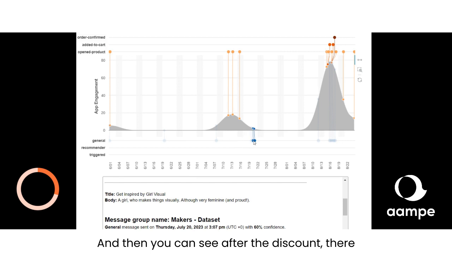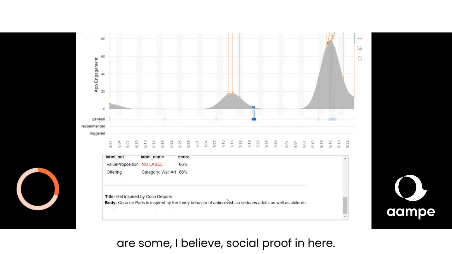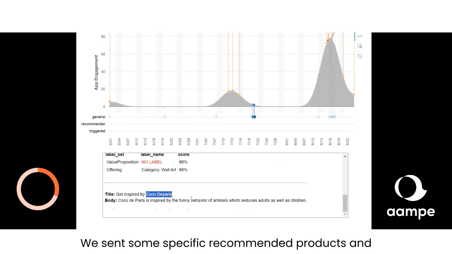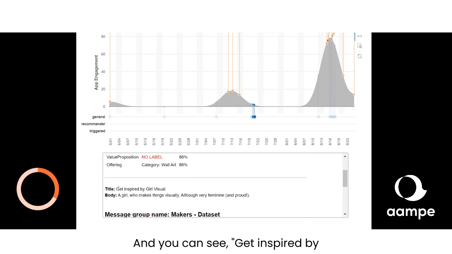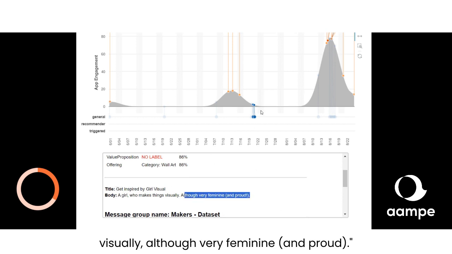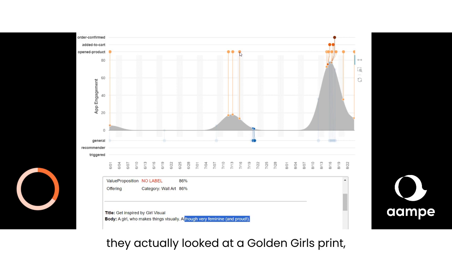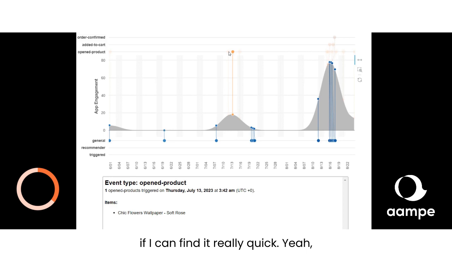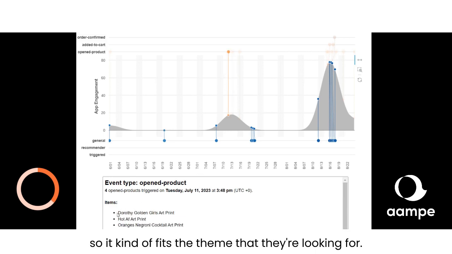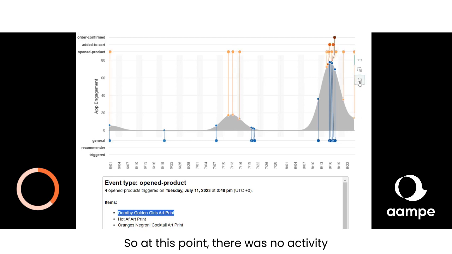And then you can see after the discount, there's some, I believe, social proof in here. We sent some specific recommended products and collections based on their activity and interest. And you can see "get inspired by" a girl who makes things visually, although very feminine and proud. Why I think this was cool is because they actually looked at a Golden Girls print, if I can find it really quick. Yeah, so it kind of fits the theme that they're looking for.